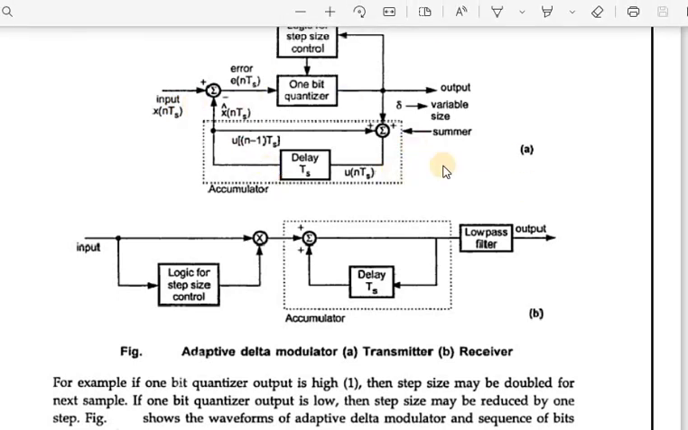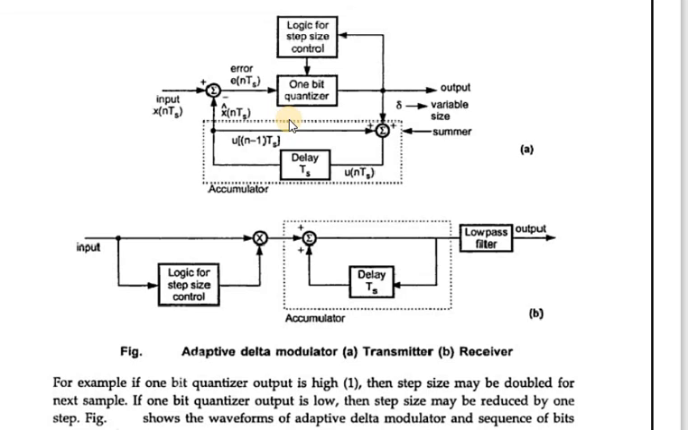See, the working operation is similar to that of your delta modulation. Only thing is that you will be adding extra logic here for step size control. So whatever input signal you have got here will be given to the 1-bit quantizer. Again from that you will be getting a delay of 1 second or something. Then again it is given to the 1-bit quantizer, so that 1 sample per second will be given.